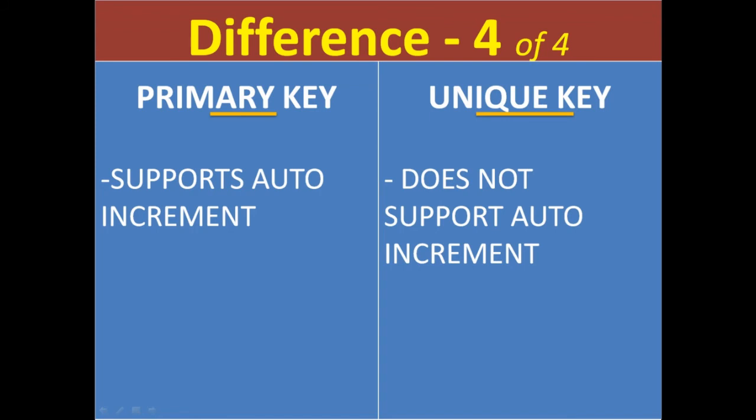So primary key supports the auto increment. That means you can write identity 1, 1 on a primary key column. But in case of unique key, you cannot write identity 1, 1. Why? Because it doesn't support auto increment. Let's see a demo for this.